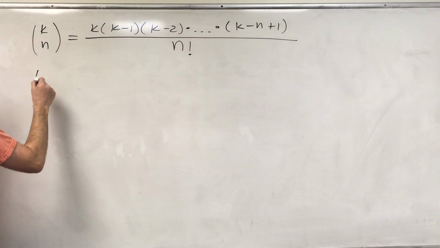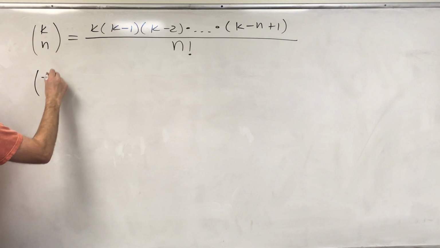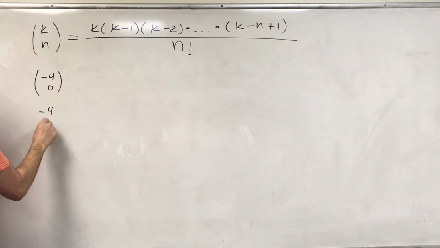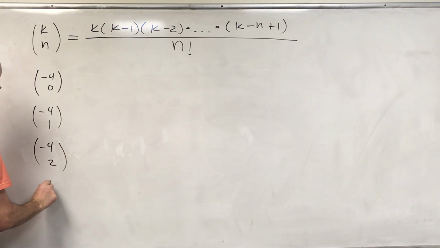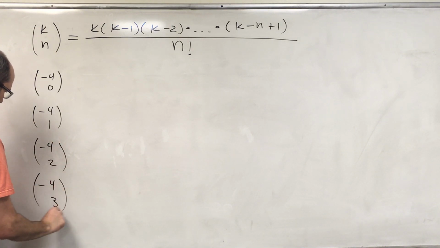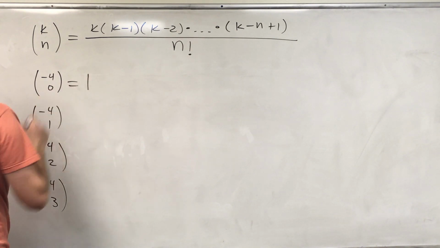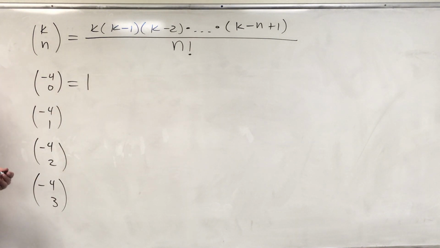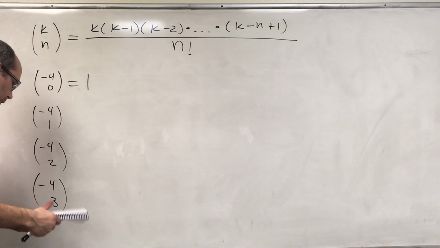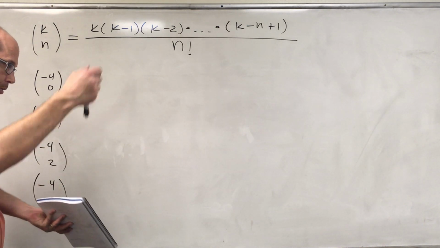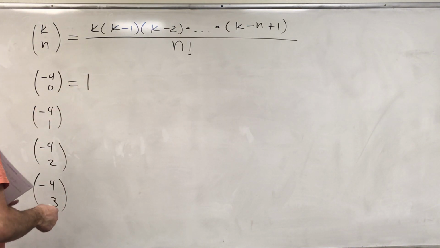binomial coefficients are. Okay, so we've got negative 4 and a 0, negative 4 and a 1, negative 4 and a 2, negative 4 and a 3. Okay, this is 1. Why is it 1? Because we decided that's what it should be. We decided that this should be 1 because if it's not 1, then all of our formulas break down. So we make this into a 1. Okay, and it works. If it works, that's what works for us.